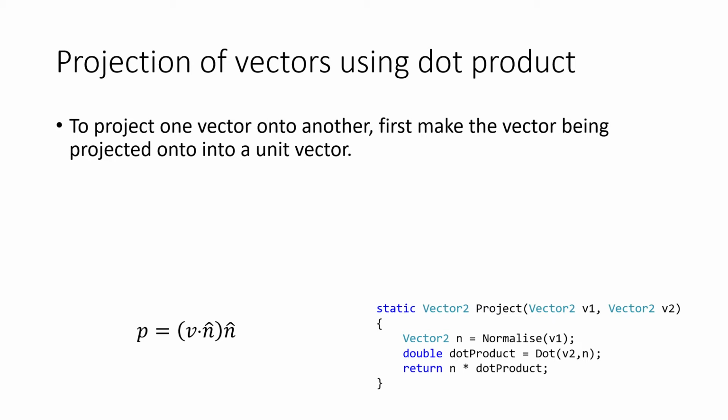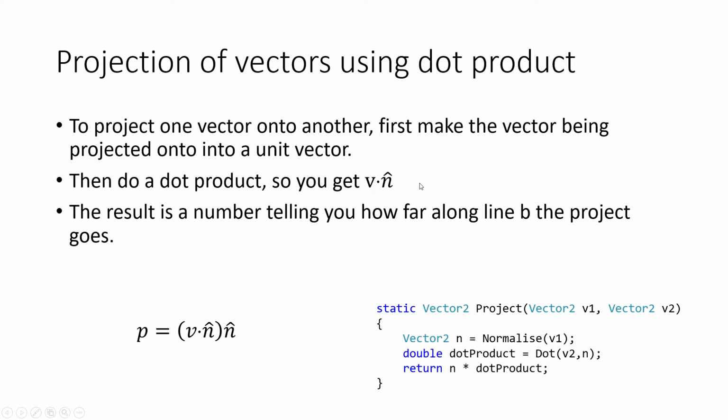So, projection of vectors. To project one vector onto another, first make the vector being projected onto into a unit vector. Then you do a dot product, so you get v, which is one of the vectors, dot product with the normalized second vector. And the result is a scalar. It's just a number telling you how far along line B the projection goes. So then you just multiply n hat by that. So here's the formula. The projection equals v dot product n hat multiplied by n hat.